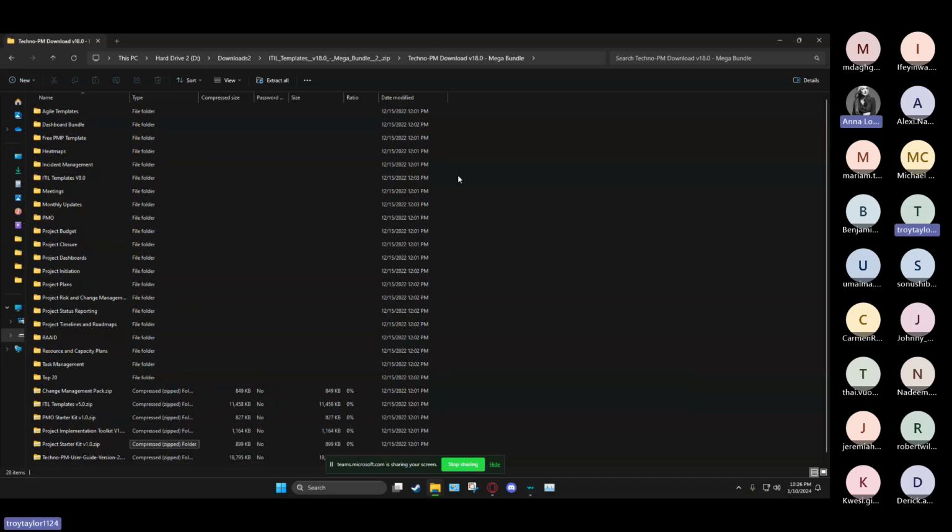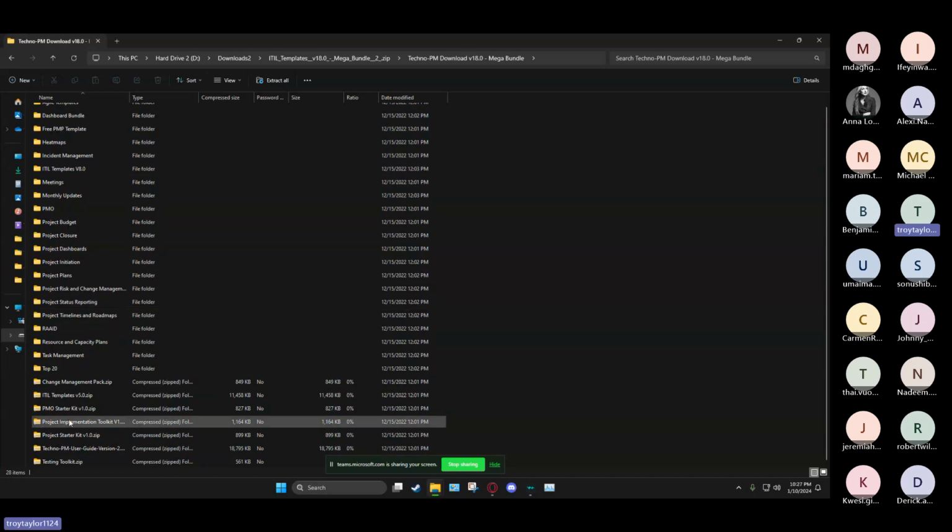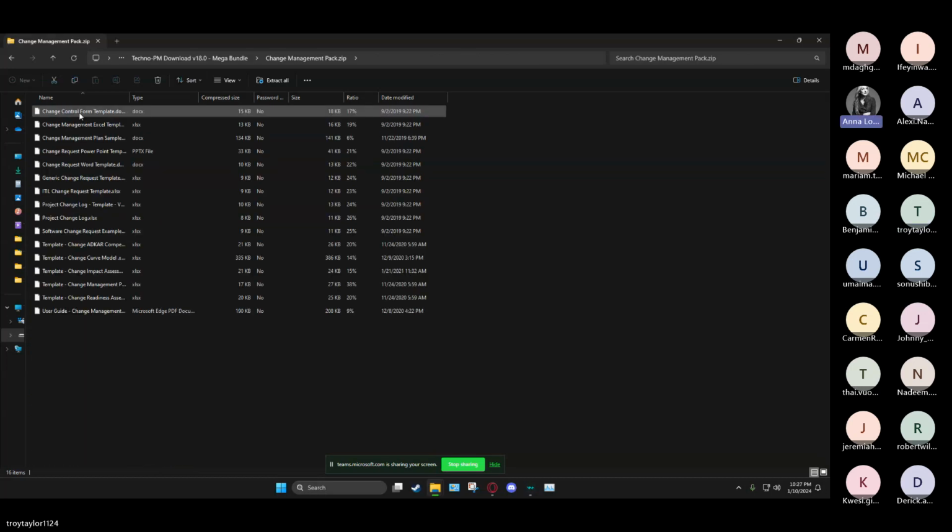Let's go through them. There's project management. Let's go to change management, for instance. It's down at the bottom there, I think about 6 up from the bottom. Change management. You can open up any of them really, just any one of these templates.